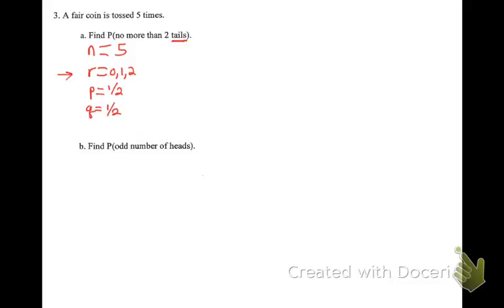So plugging into the Bernoulli formula, we get 5C0, and I'm going to use fractions just to illustrate what happens with the fractions. 1/2 to the 0, 1/2 to the 5th, and 5C1, 1/2 to the 1st, 1/2 to the 4th, plus 5C2, 1/2 to the 2nd, 1/2 to the 3rd.